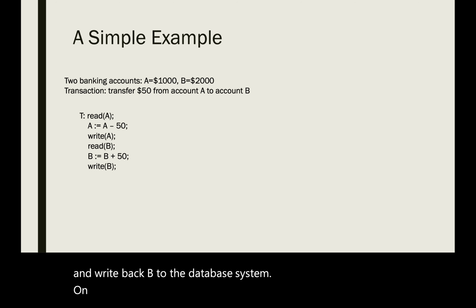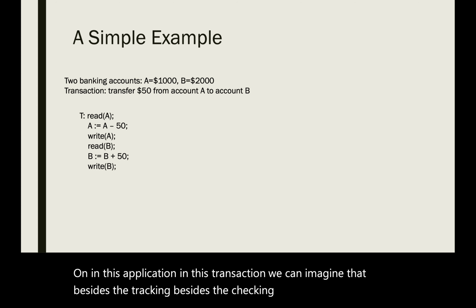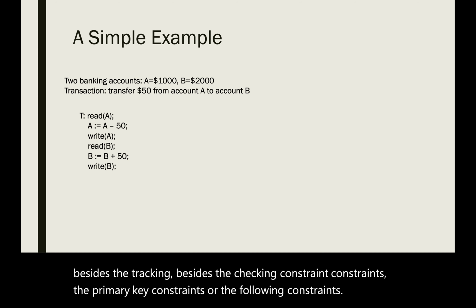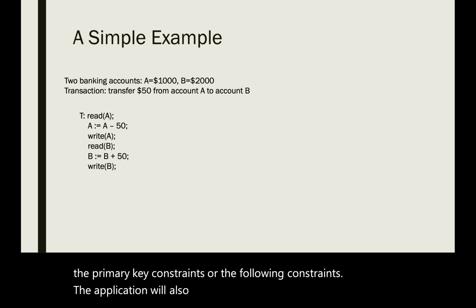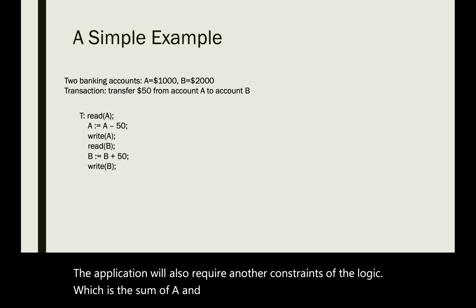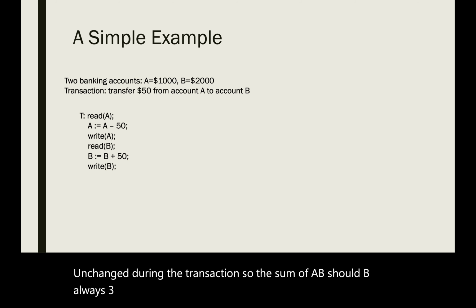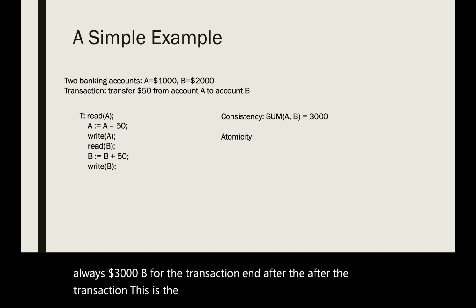In this application, in this transaction, we can imagine that besides checking the primary key constraints or the foreign key constraints, the application will also require another logical constraint, which is that the sum of A and B should be unchanged during the transaction. So the sum of A and B should always be $3,000 before the transaction and after the transaction. This is the consistency promise.